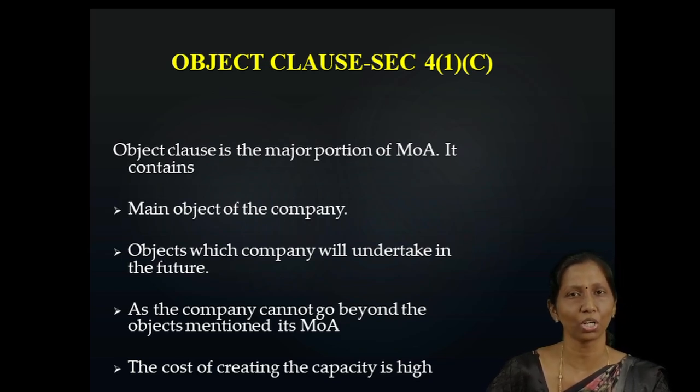So the shareholders can know from the memorandum of association for what purpose the company is going to use the money, where the company is going to invest the money. So through the object clause we can definitely know the objective of the organization. As the company, what is the objective? That objective alone the company can go. Beyond the objective the company cannot go. So the cost of creating the capacity is high.